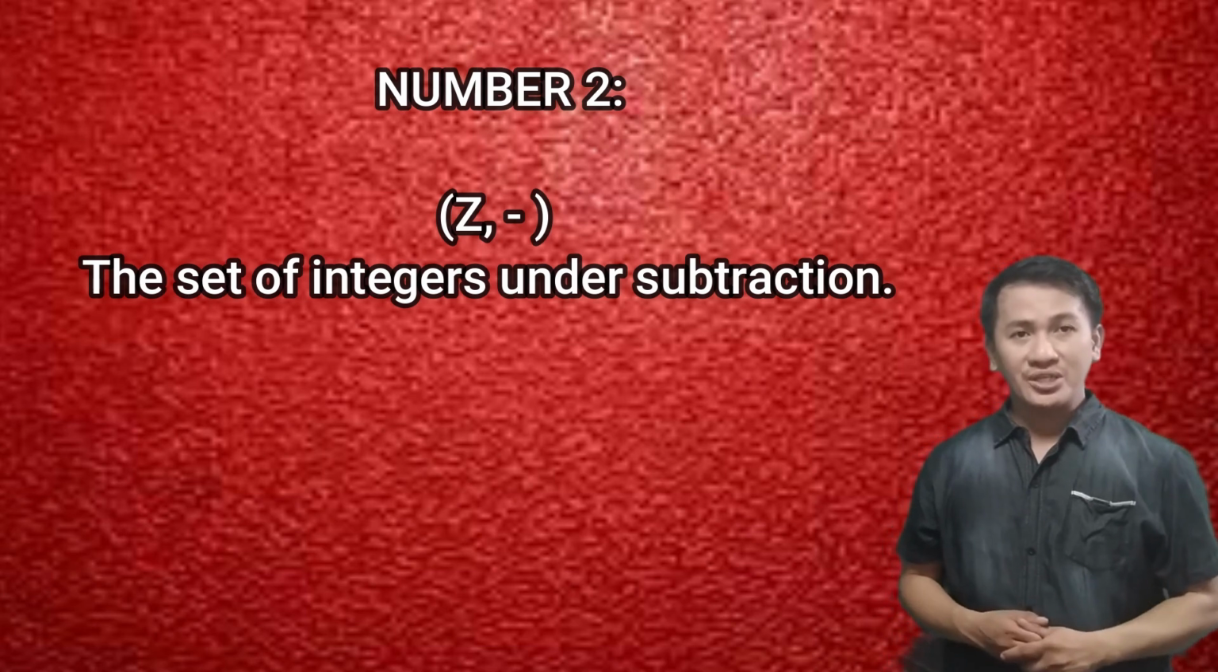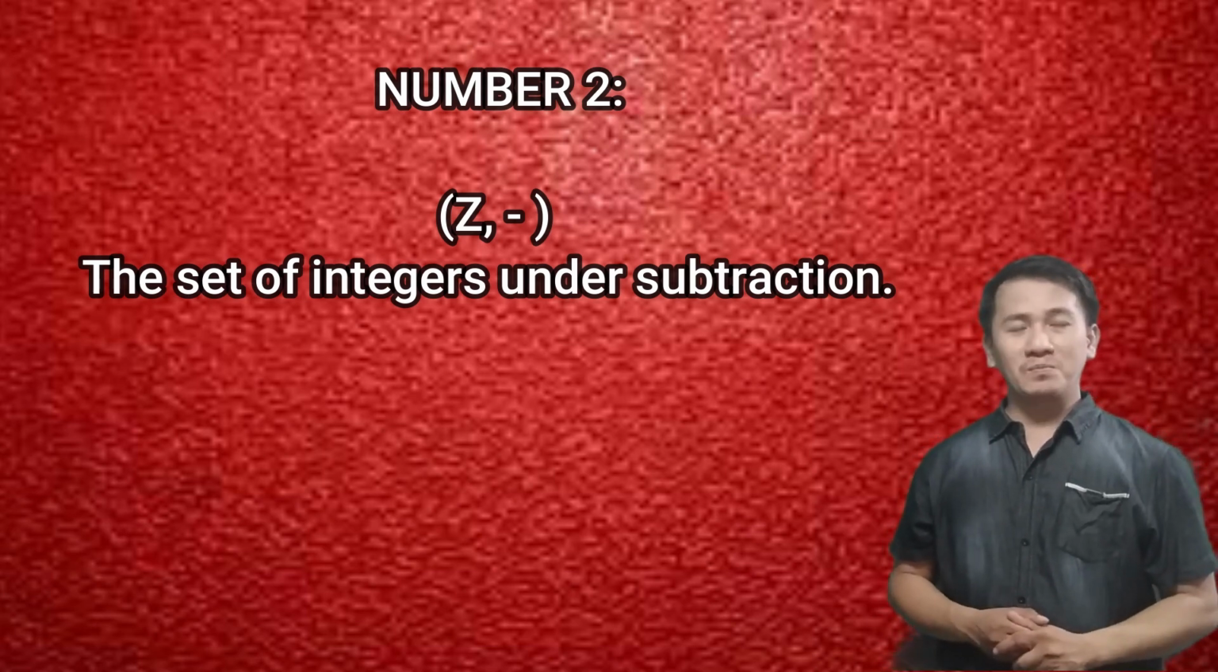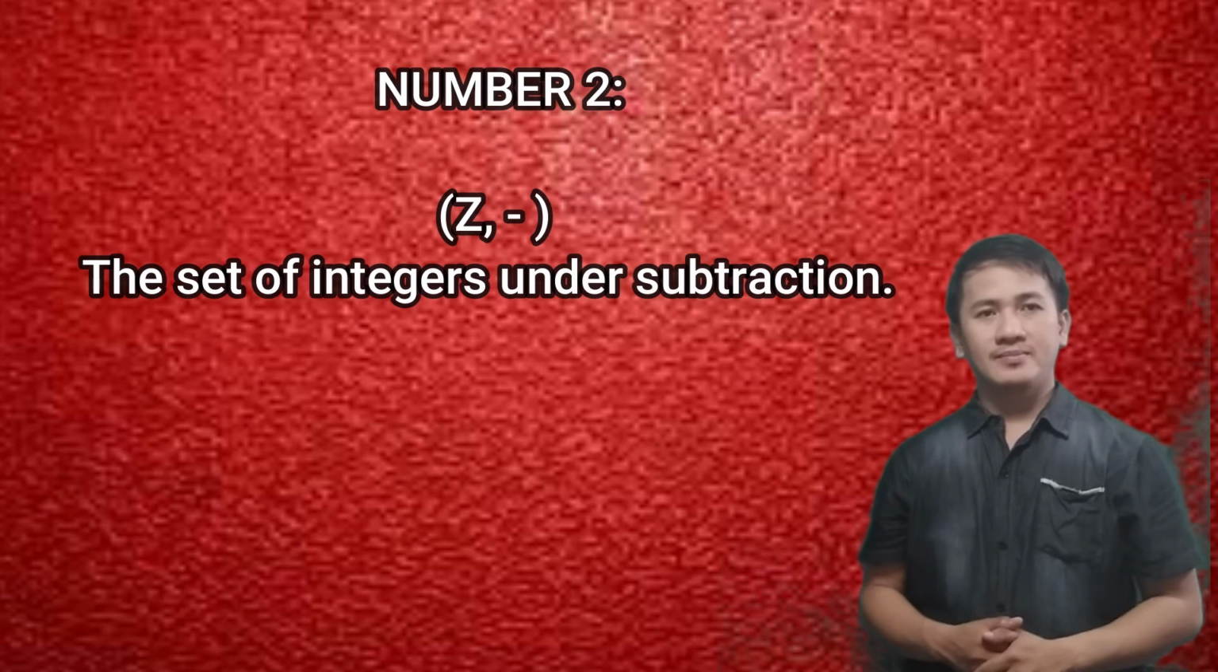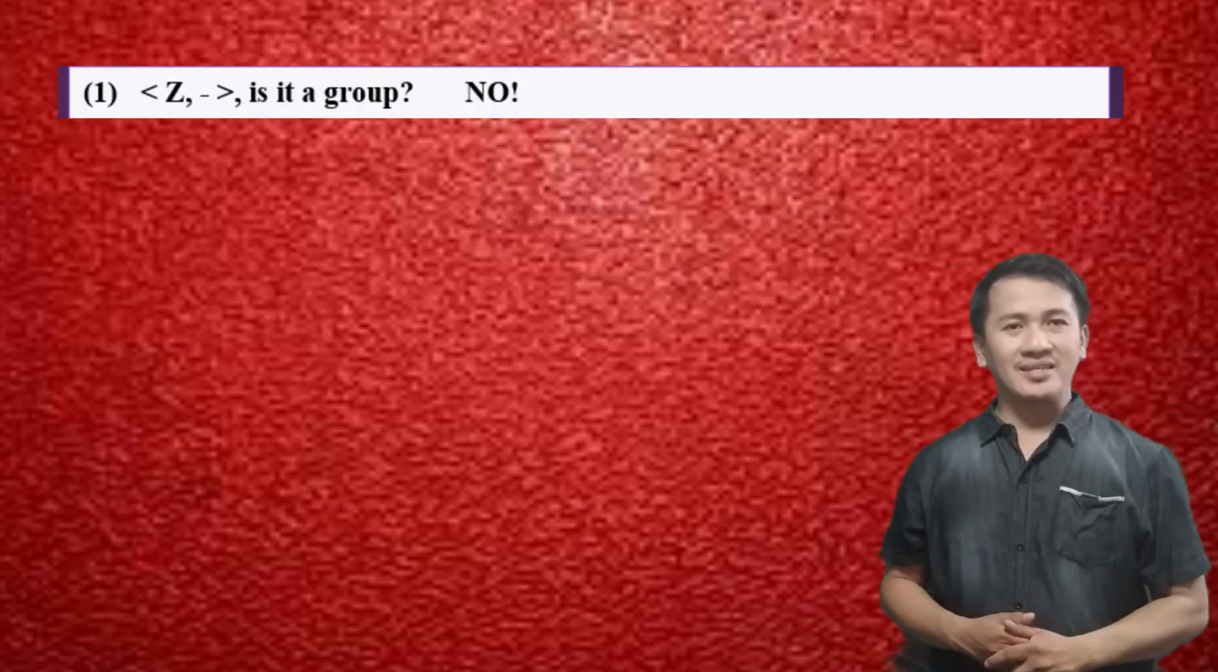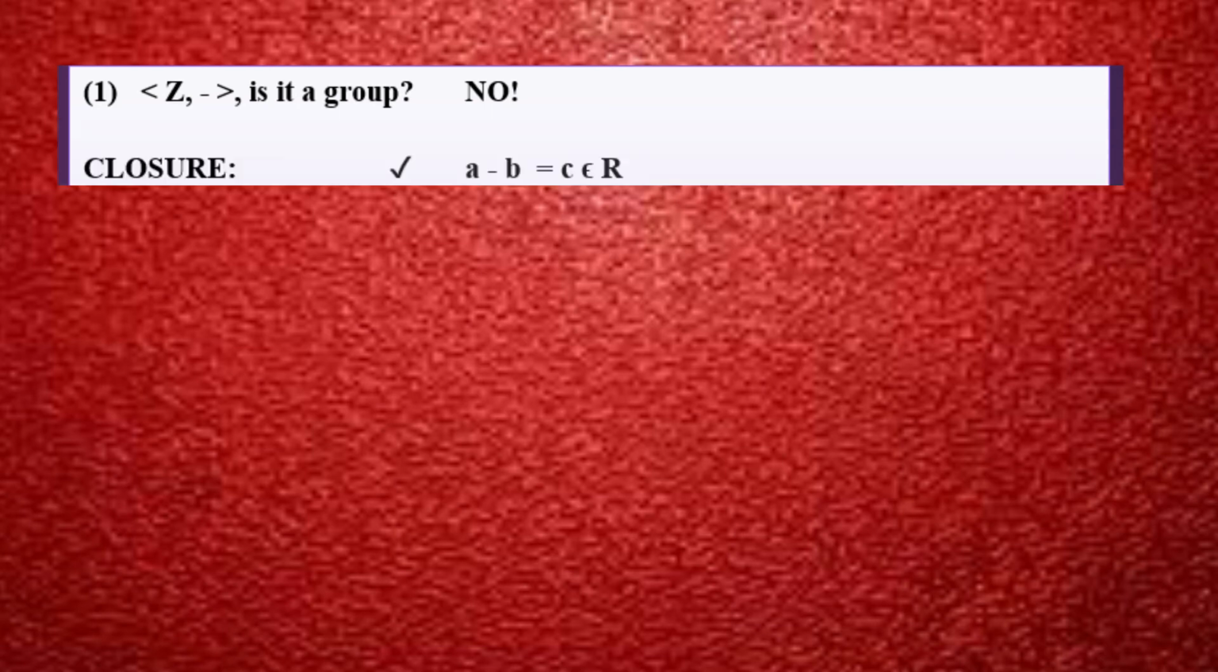The set of integers under subtraction, is it a group? The correct answer is no, it is not a group. Let's try to prove that it is not a group. For closure, when you subtract b from a, you get c. When you subtract two integers, you get another integer c. And that integer c is also in the set. So we can say that yes, it satisfies the closure property.